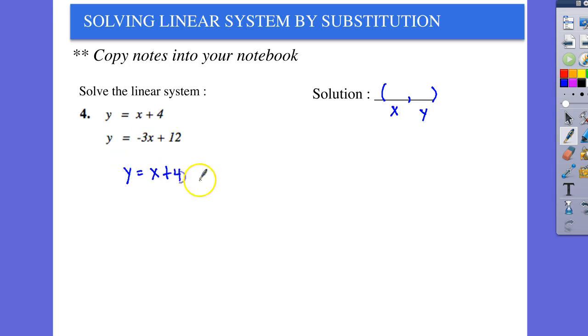we can say that instead of writing y over here, I'm going to plug in this value. So I'm going to say x plus 4 is equal to negative 3x plus 12. Now I'm going to solve for x. This is just an equation with variable on both sides. So let's take away the smaller of the two. Let's cancel out the negative 3x. We can do that by adding 3x to both sides.